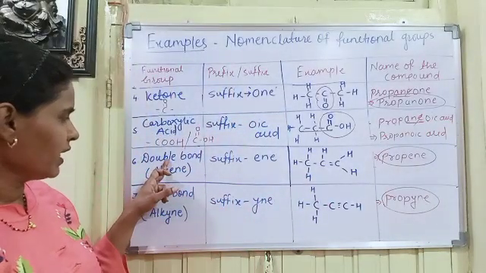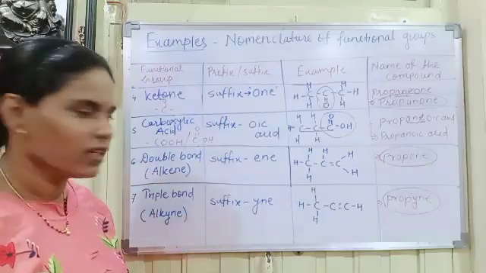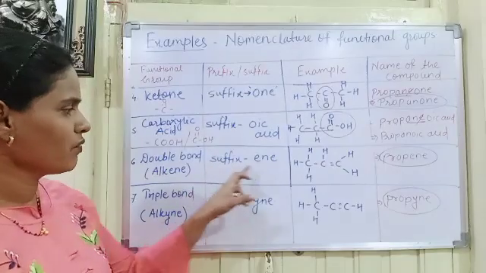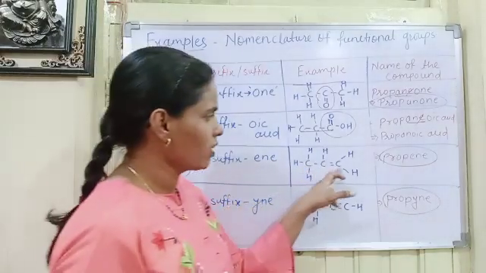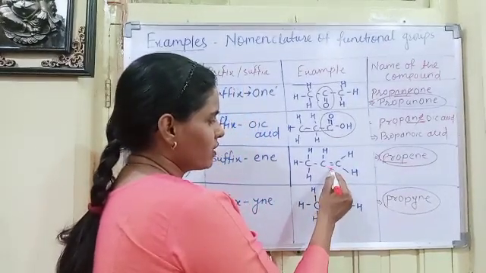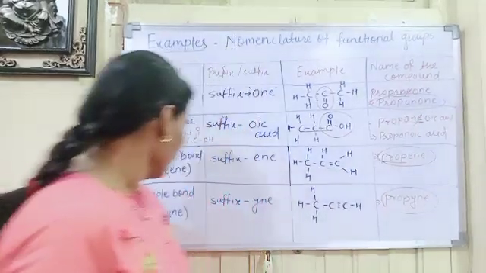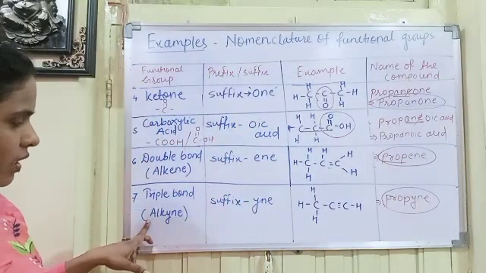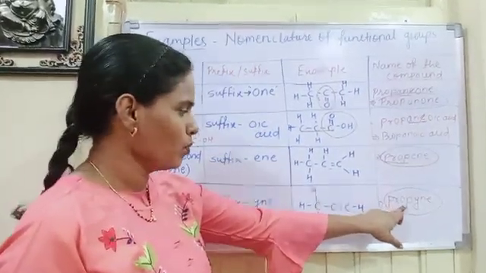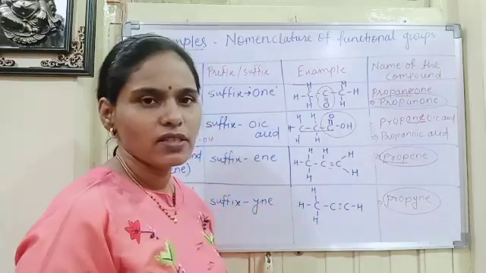Now here, example of double bond. The unsaturated hydrocarbon containing a double bond is called alkene. If double bonding is there in a compound, the suffix is ENE. Here 3 carbons are there, so root word is prop. Now here double bonding is there between these 2 carbons, so suffix is ENE. Understood? Then here triple bond means alkyne, suffix YNE. 3 carbons are there, root word prop, then triple bonding is there between these 2 carbons, so suffix is YNE.